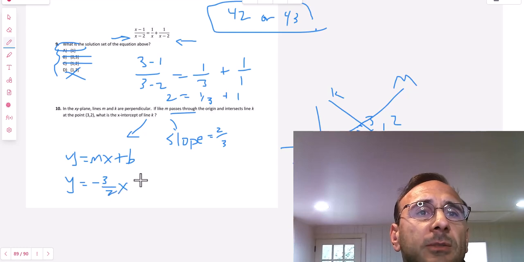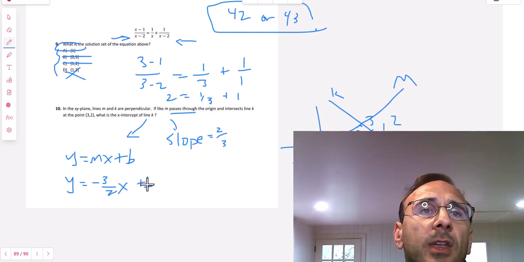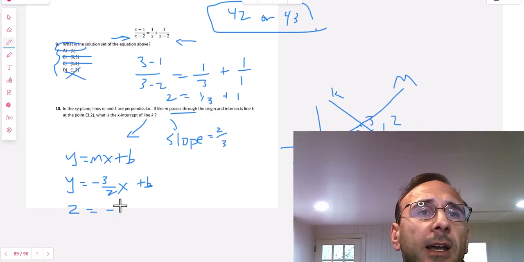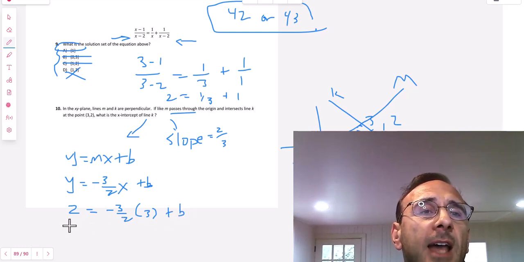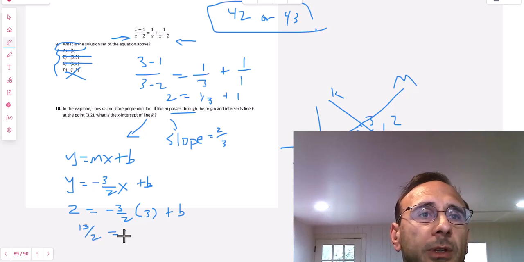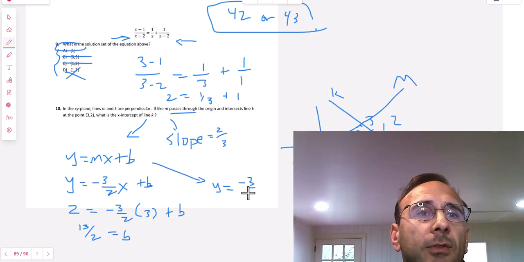So as we construct our equation for K, we do negative 3/2 x plus b. We then know that K goes through this point (3, 2), so we can sub in a 2 for y and a 3 for x, and we can solve for b. We add the 9/2 over, and we get that 13 over 2 equals b. So then we can rewrite the equation as y equals negative 3 over 2 x plus 13 over 2.